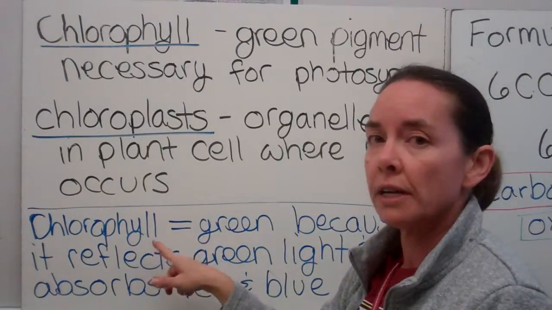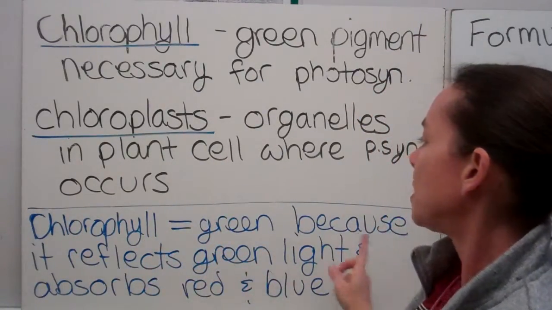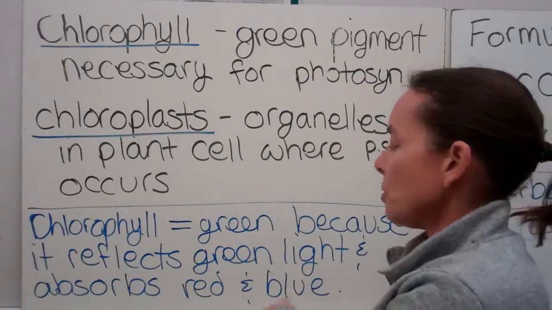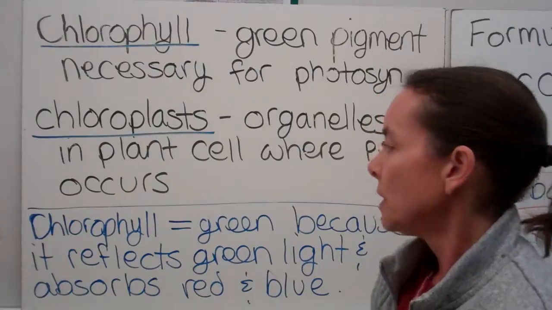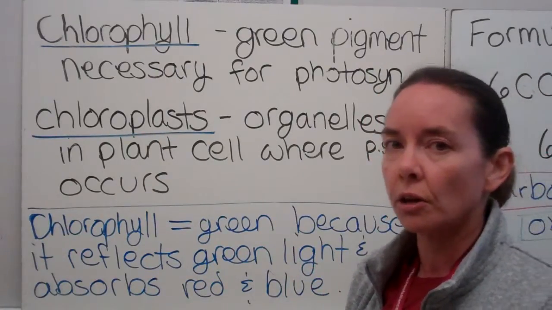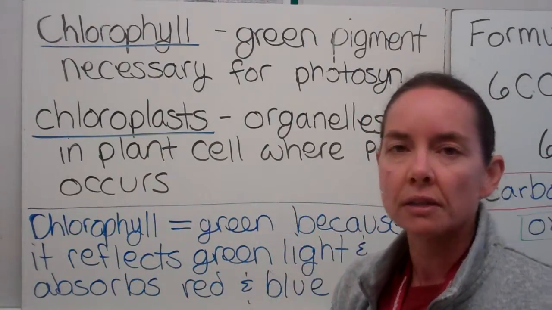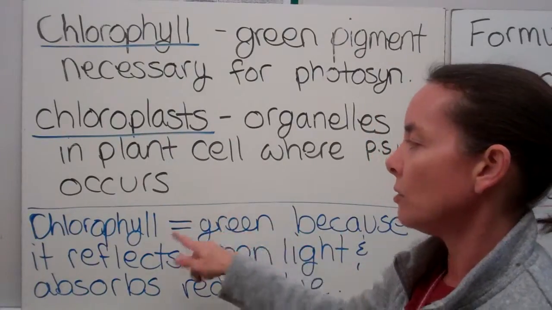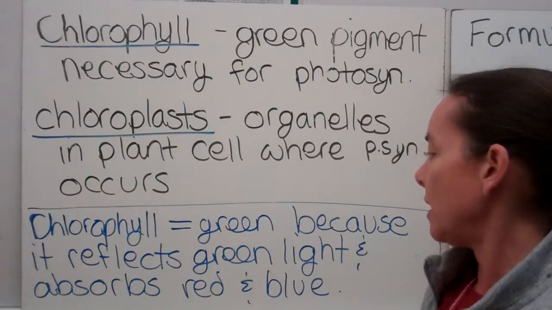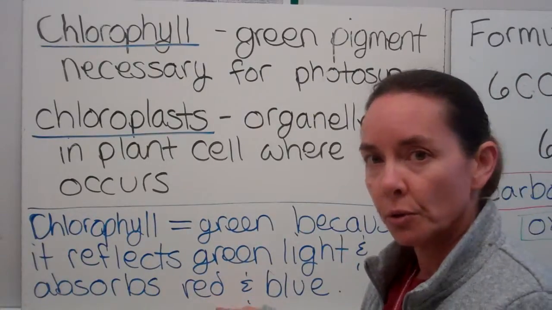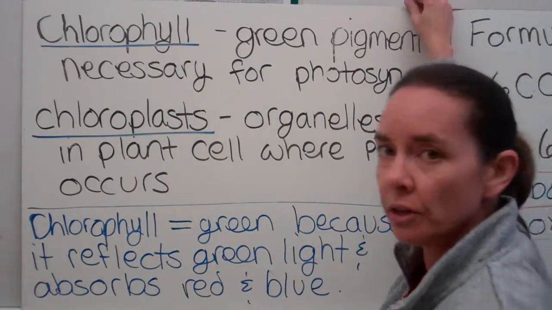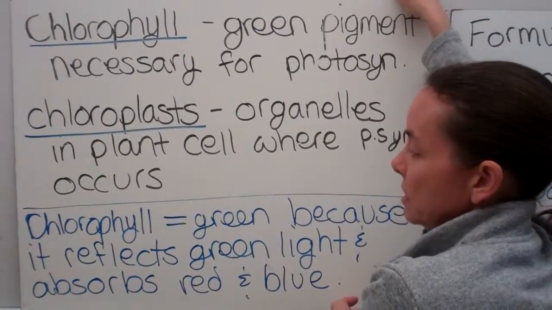Okay, chlorophyll is green because it reflects green light into our eyes, and it absorbs red and blue light. Okay, so things look a certain color because that's the color of light that's reflected into our eyes when we see things. And the plants, the chlorophyll is reflecting the green light, but it absorbs red and blue as energy and transforms that into its chemical energy, its sugars that it's storing.